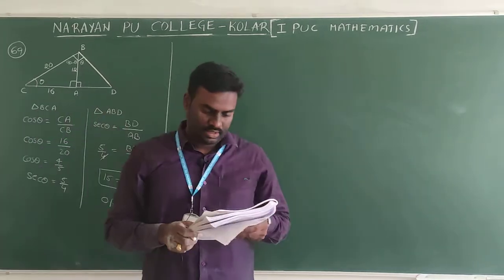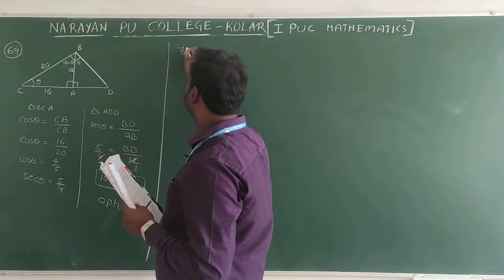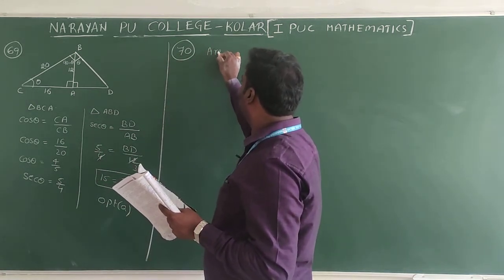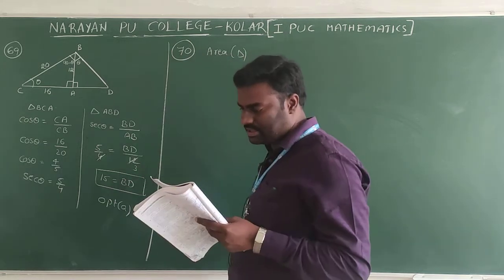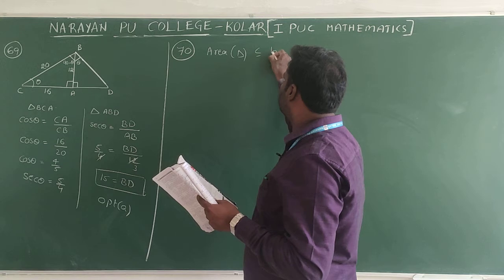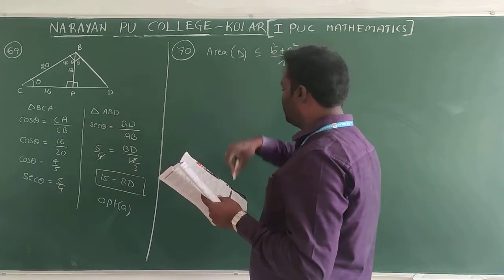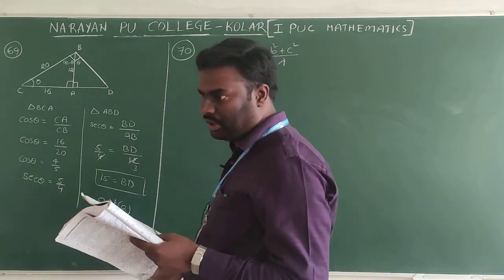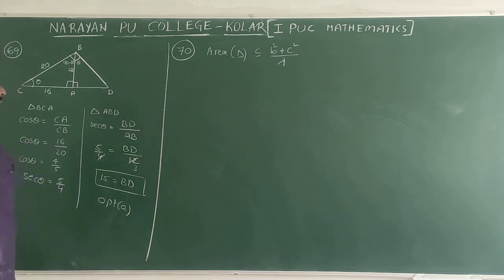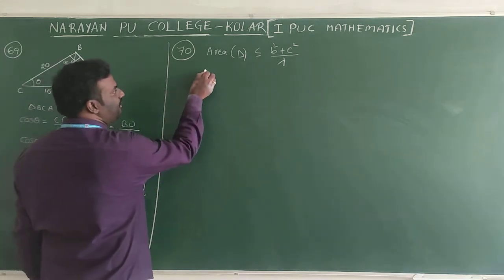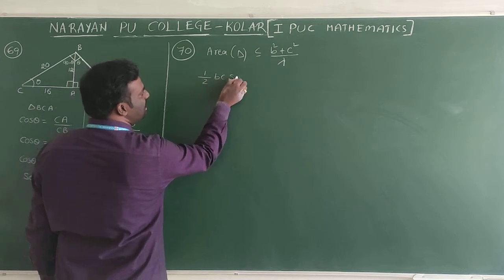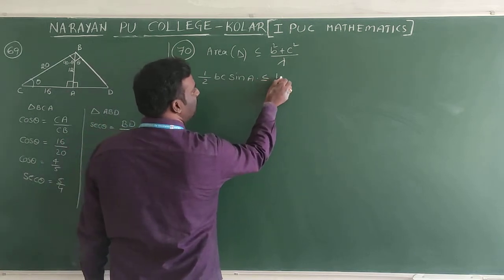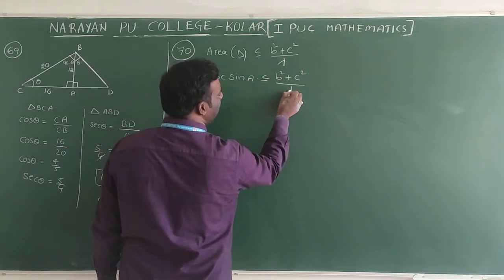Next, question 70. For any triangle, area delta is less than or equal to b square plus c square by lambda, then the largest possible numerical value of lambda. Okay. Now in place of area I can write the formula half into BC into sin A. Less than or equal to b square plus c square by lambda.